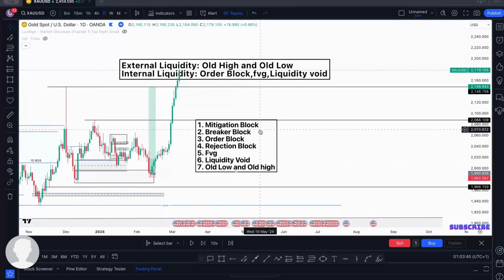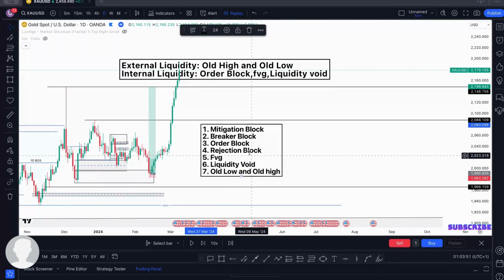Follow this step: mitigation block, breaker block, order block, rejection block, fair value gap, liquidity void, old lows and old highs, and to help you. And also know the rules that if market takes out external liquidity, market always comes back to take out internal liquidity to push itself to continue the momentum.